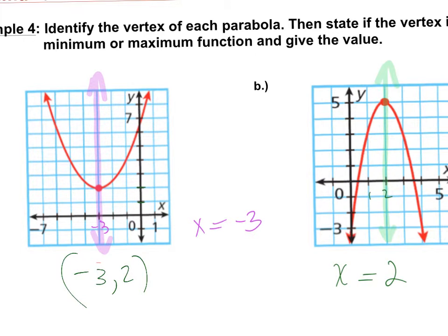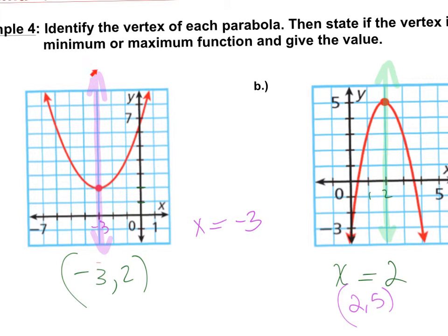Negative 3, comma 2. That is the vertex of the parabola. What is the vertex of the other parabola? 2, comma 5. The vertex, which we call the maximum of letter B, because it is the tallest one, it's up in the mountaintop. The maximum is called the vertex, which is at the 2, comma 5 location. And this one is called the minimum because it's at the lowest point, and its vertex is negative 3, comma 2.